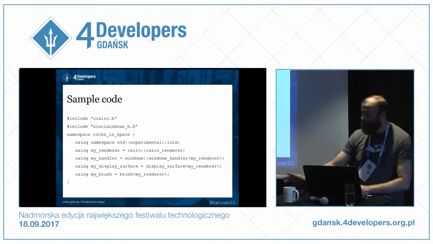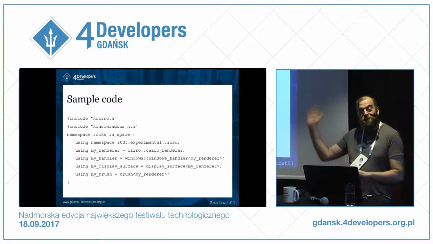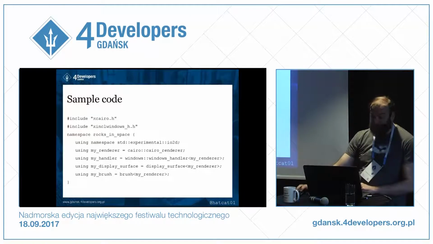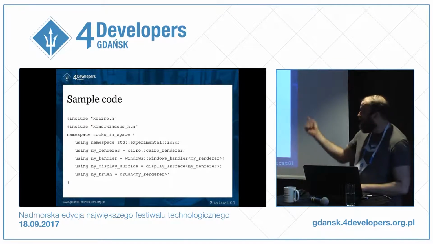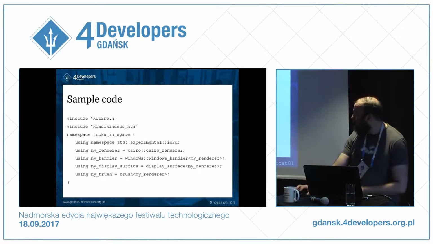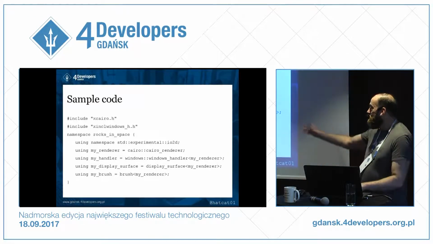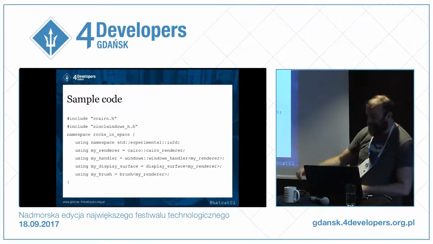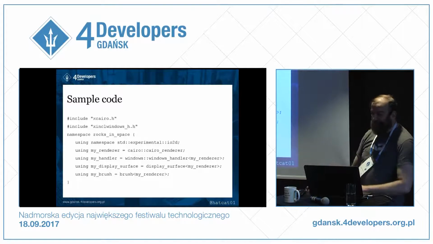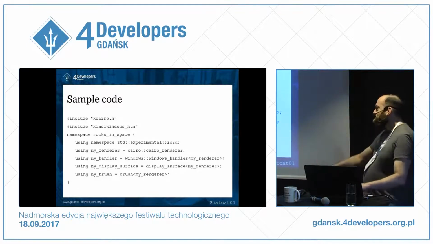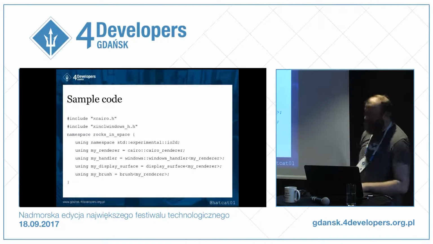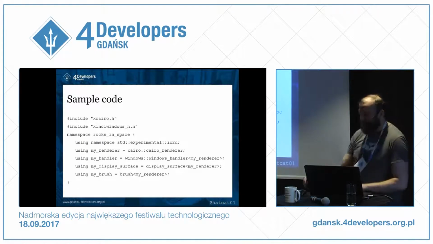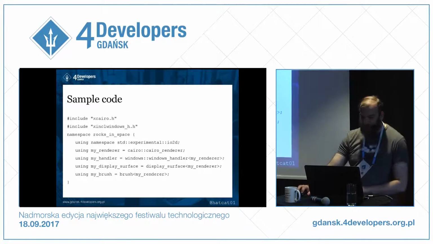So we're going to use the std experimental IO2D renderer. This is where all of this lives at the moment. My renderer is the Cairo renderer. My handler is the Windows handler over my renderer. My display surface is on my renderer, and my brush is the brush on my renderer. Close that namespace.